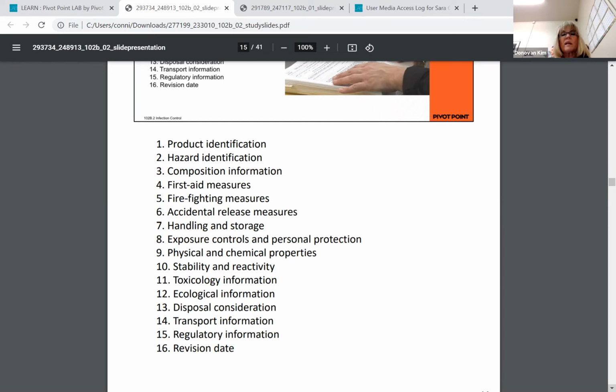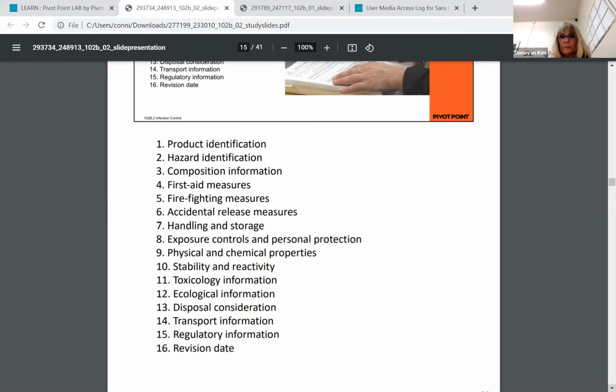Physical and chemical properties, that's the chemistry behind it again. Stability and reactivity, right? How stable is it? How's it going to react? Toxicology information, okay? How poisonous is it? Ecological information, if you dumped it down the drain, what's going to happen? Disposal consideration, how do you dispose of the product? Transport information, regulatory information, and the revision date.